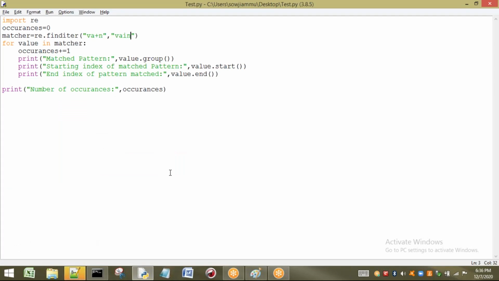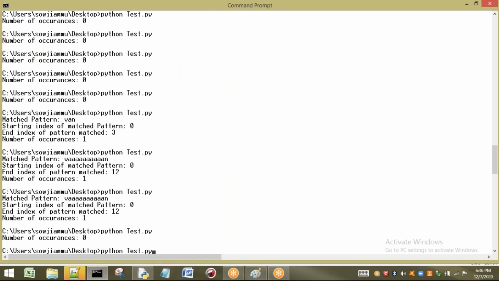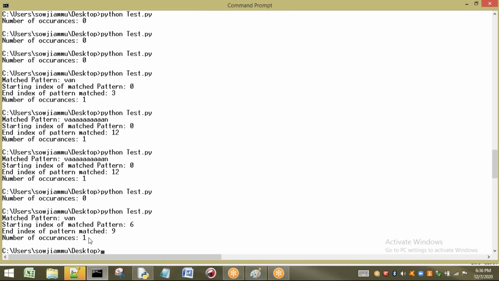Next, I will take one more example, school van. Here I am going to search for a pattern where V should be there, after V any number of A's can be there, and next N should be there. So V is there, one A is there, and N is there. Observe now, yes, one occurrence is there.